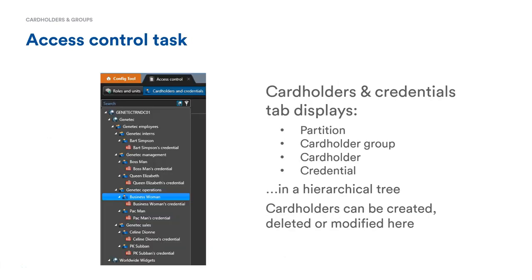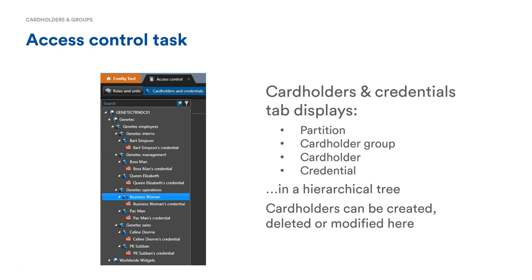Cardholders and credentials are displayed in a hierarchical tree in the access control task. From this task, you can see partitions, cardholder groups, and the individual cardholders of those groups. Also in this view, you can see the credentials assigned to each cardholder, but we haven't gotten to the credentials yet. In this task, you can create, modify, or delete cardholders.